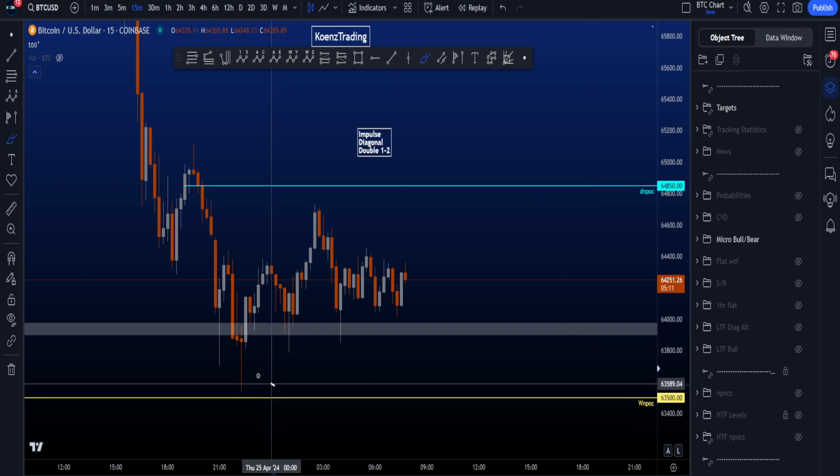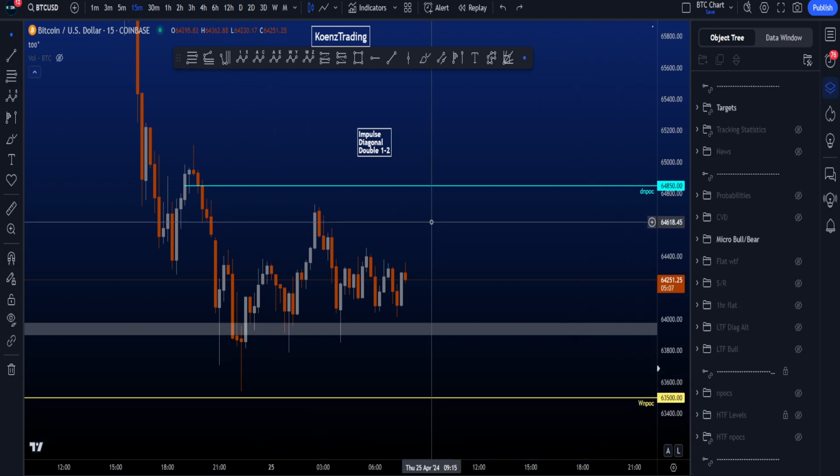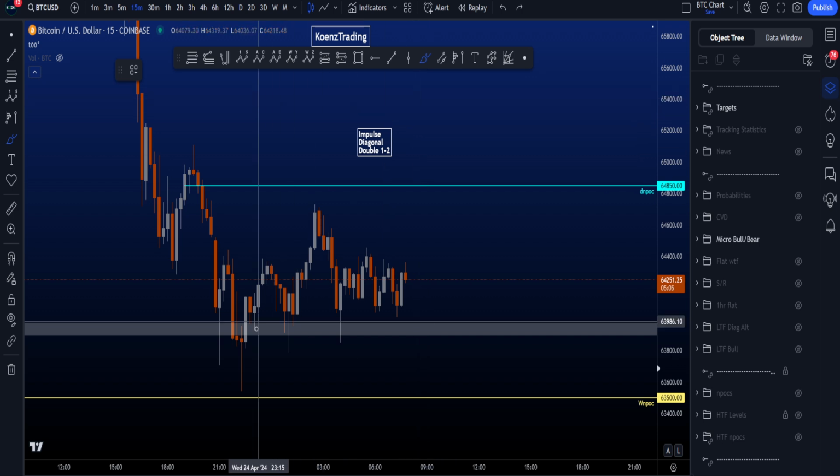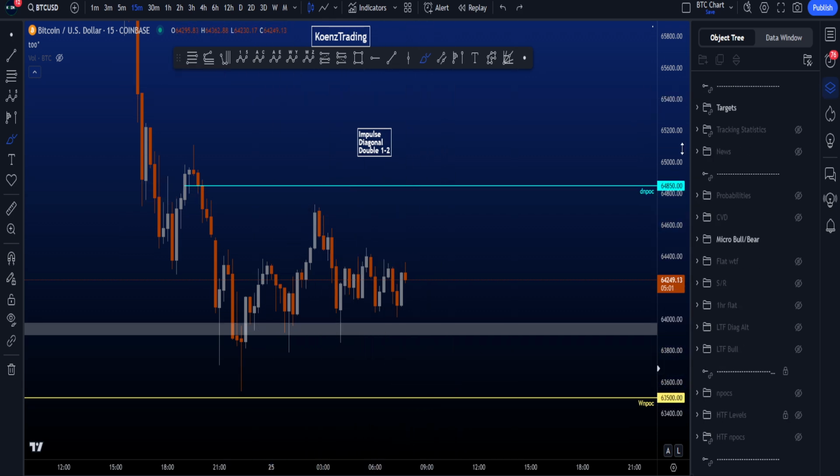And not to forget, we actually just missed out on hitting that weekly naked point of control, which would be very nice to hit. However, we could range for a while between the daily naked point of control and the weekly naked point of control, pretty much between 64.8k and 63.5k.